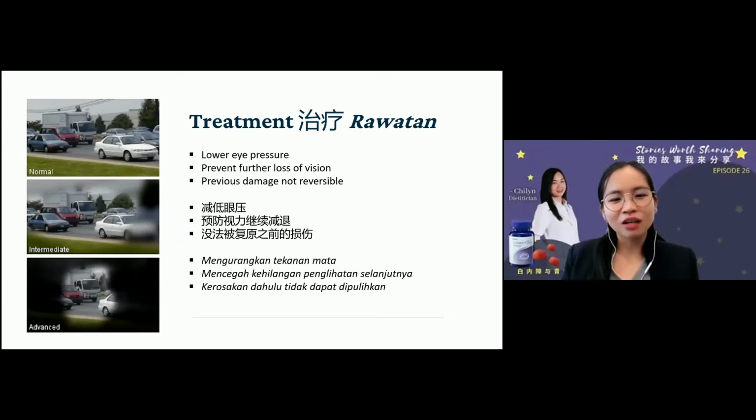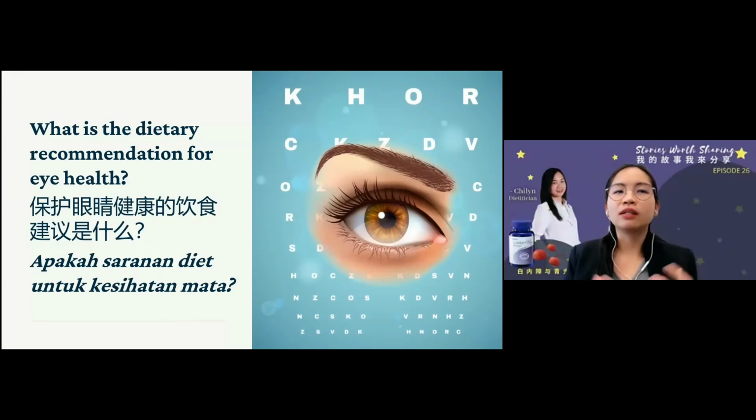After having a better understanding of the above condition, let us look at how we can take good care of our eyes through dietary intake. What should we be doing since young? Okay, first of all, we should eat more vibrantly colored produce, especially different colored fruits, veggies, and whole grains.